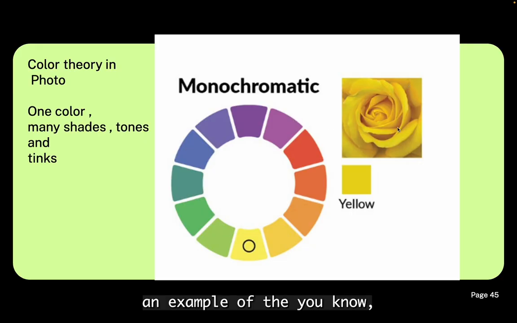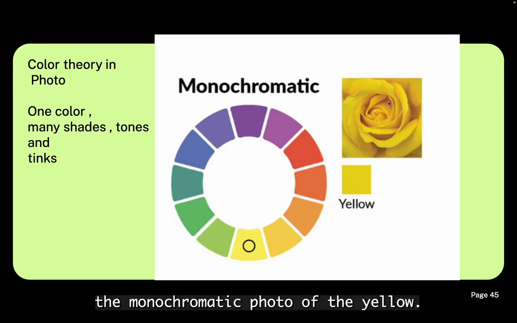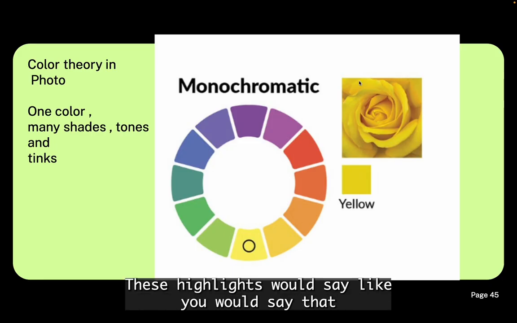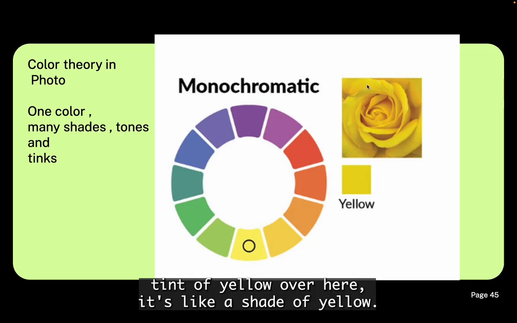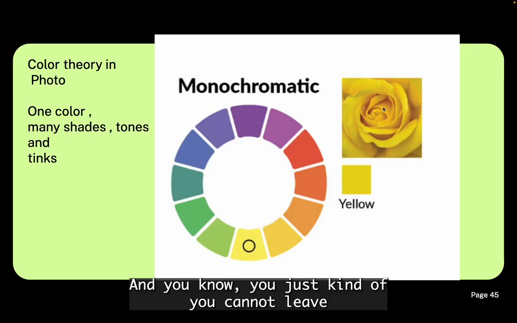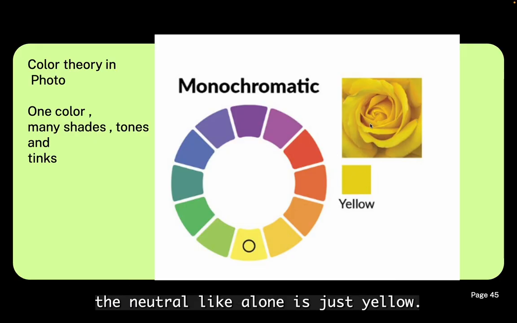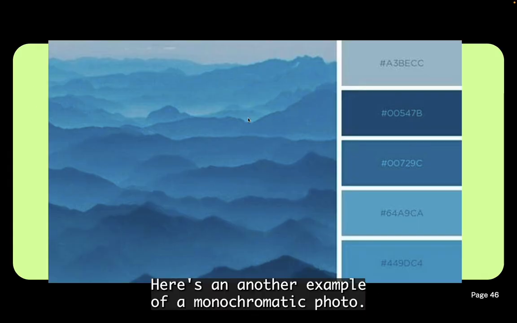So here's an example of a monochromatic photo of the yellow. These highlights, you would say that's a tint of yellow. Over here, it's like a shade of yellow. And you kind of leave the neutral alone. It's just yellow.